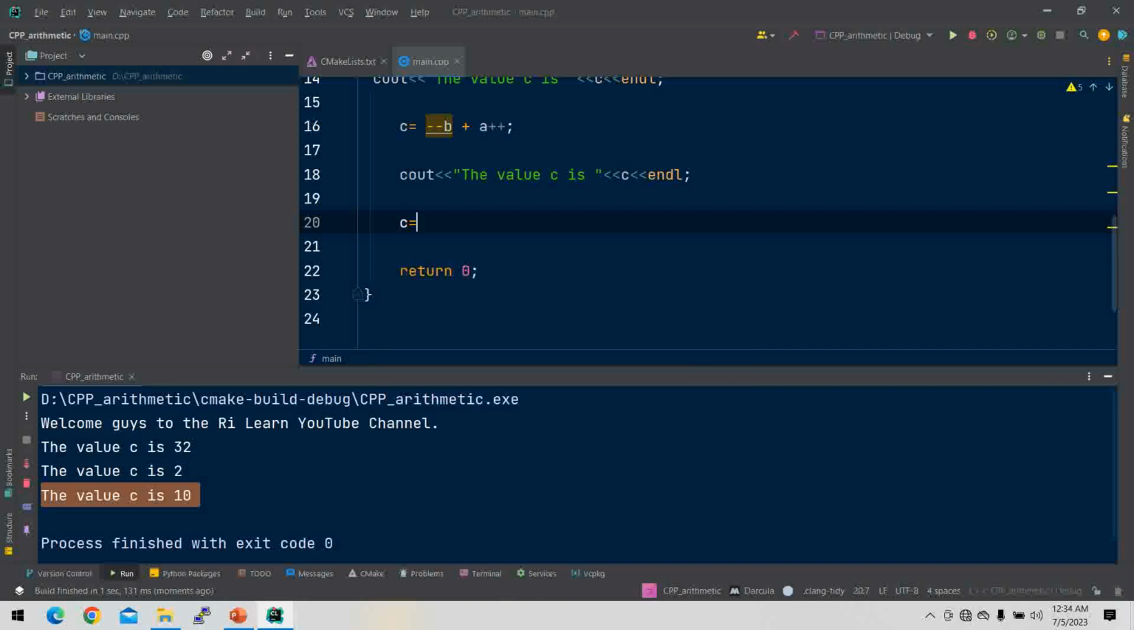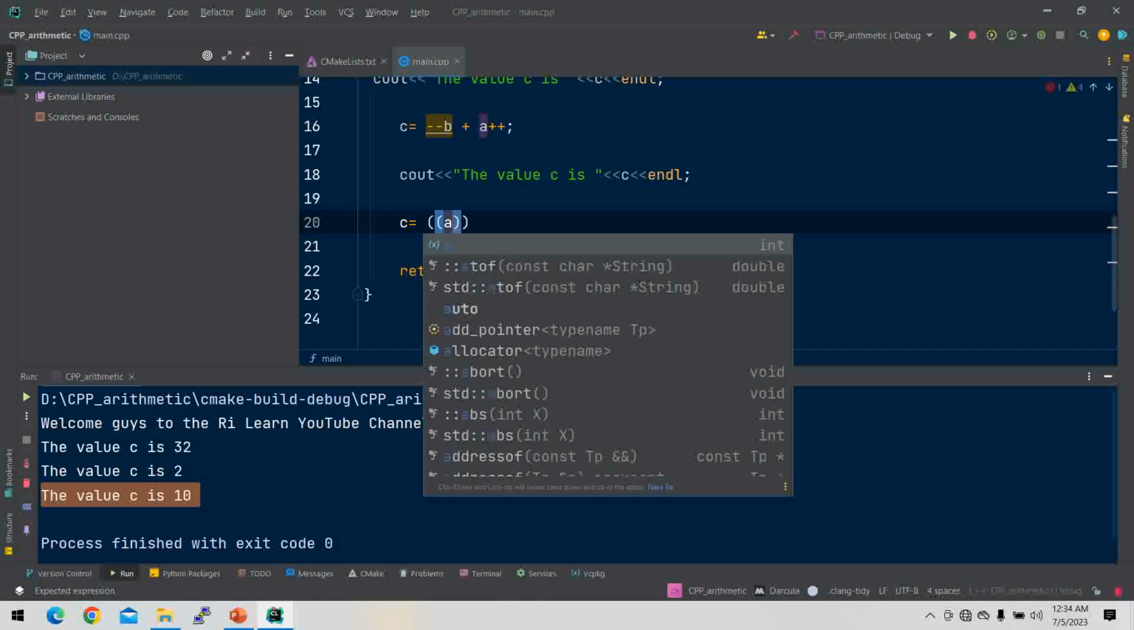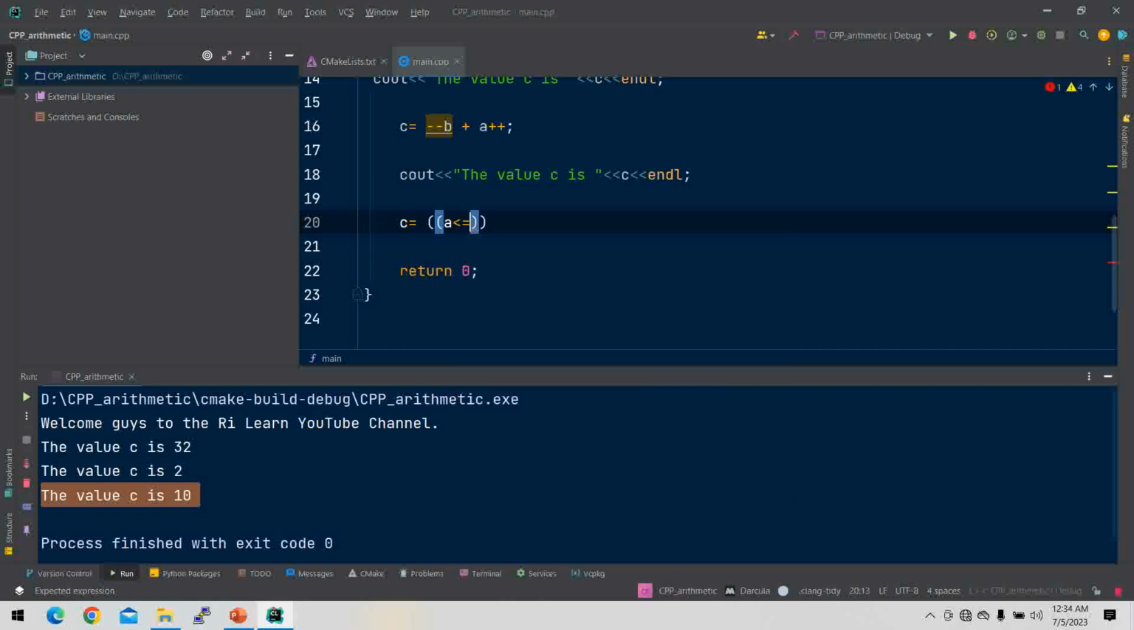Another example. c is equals to, sorry, okay, for example a less than or equals to 6, then for example b greater than 20.